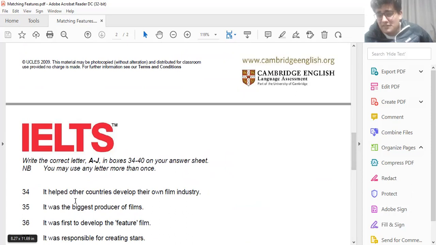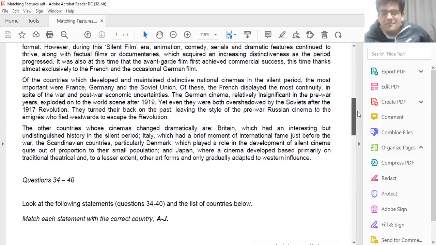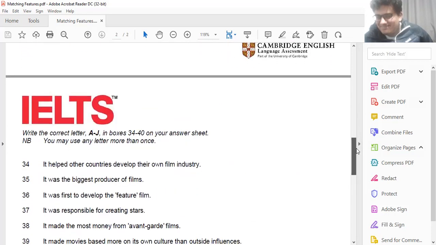In other words, making films. In other words, it was the biggest producer of films. So the United States was the biggest producer of films. What letter corresponds to USA? That is C. C for Charlie. So 35 is going to be C for Charlie. That is United States. All right. Next up, 36. It was the first to develop the feature film.